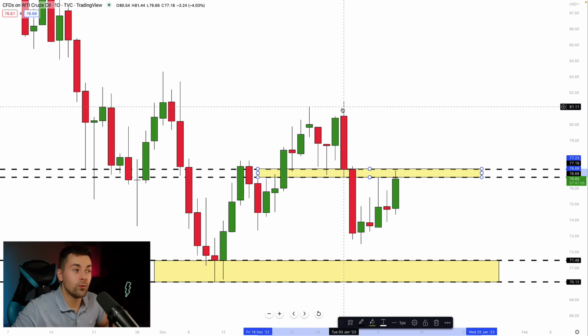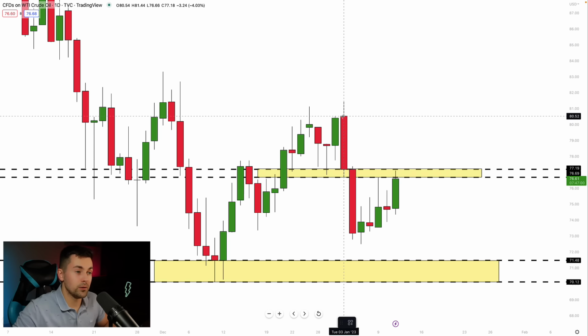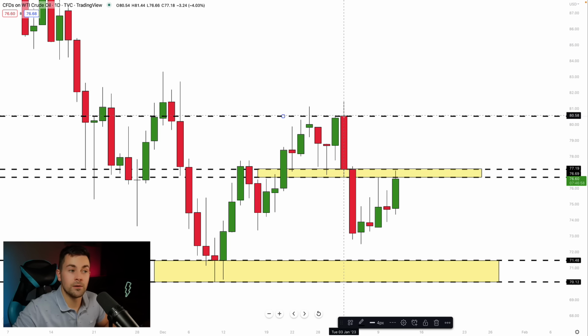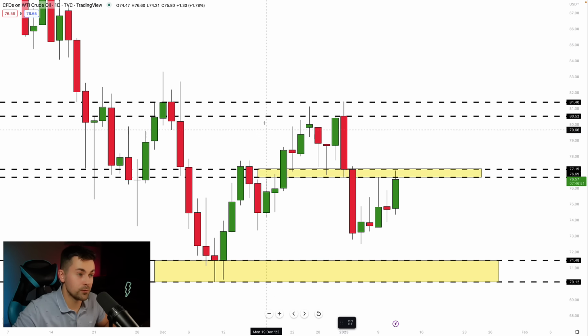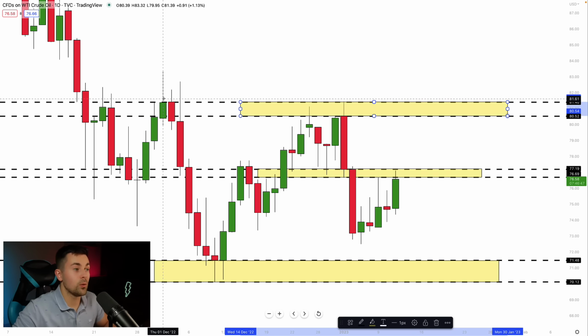Now we have one more very important resistance right here that was respected 2 times in a row. Take a look. Here is its highest candle close, right? And here is its highest wick. So here is our resistance, right? And we also have the structure right here.